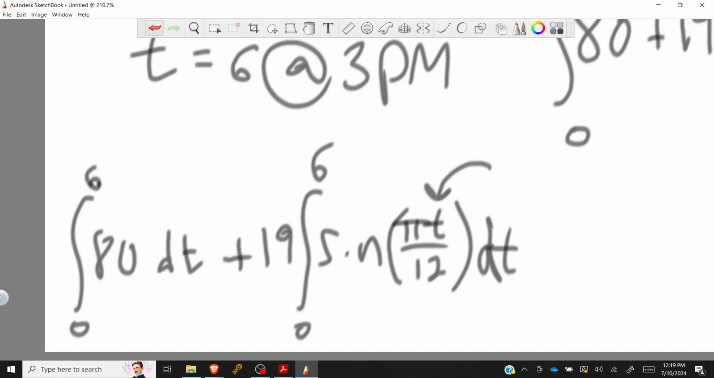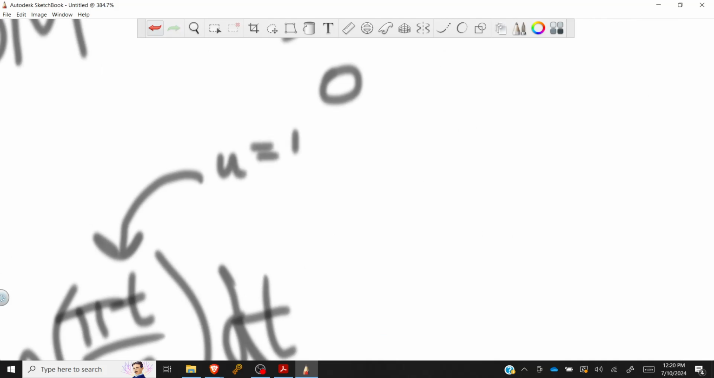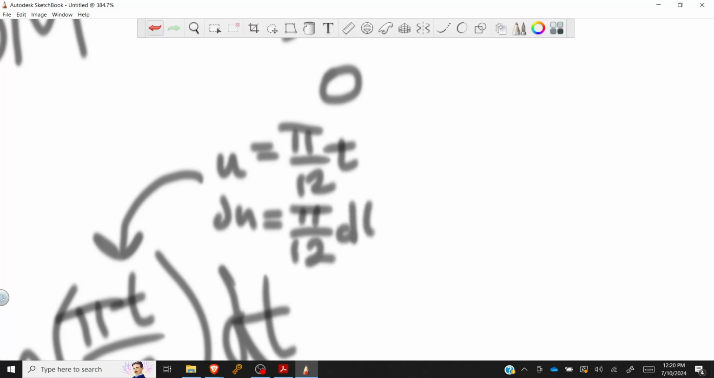You can do a u substitution here so that it's an easy integral of sine of u, which is negative cosine, and you'd multiply it by the 19. And then the integral of 80 with respect to t would just be 80t. So let's do that. If u is equal to pi over 12 t, then du would be equal to pi over 12 dt, which means 12 over pi du equals dt.